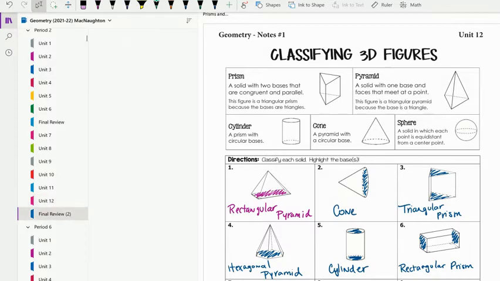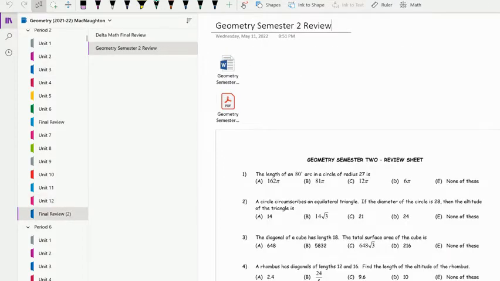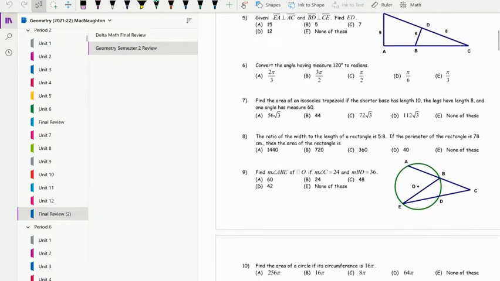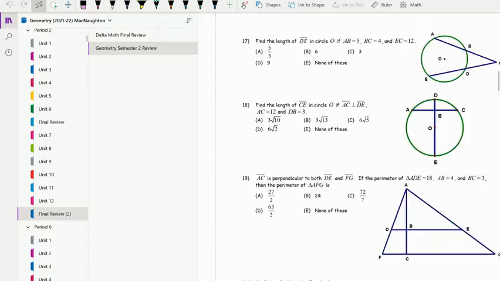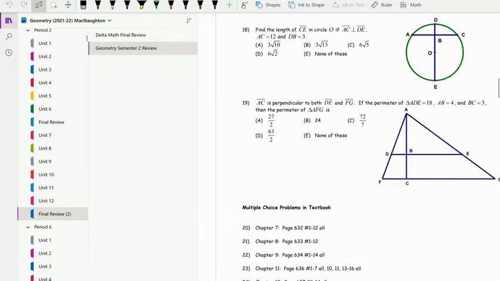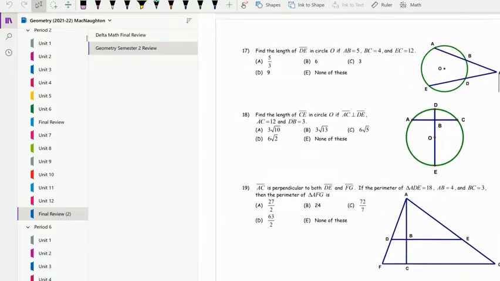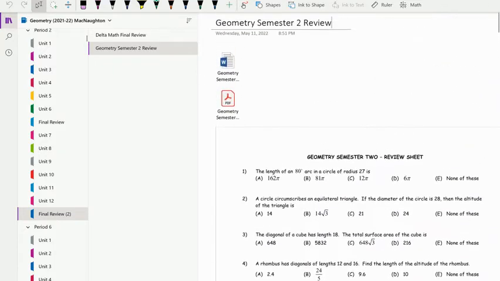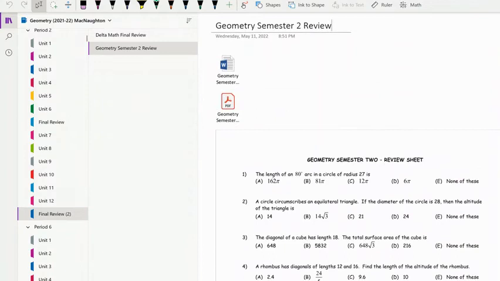If you go over to the review for final 2, there's a paper review. I would not recommend this one completely. There's a lot of good multiple choice here that might be useful, but a lot of the problems here are probably quite a bit harder than what you're going to see on the final. But feel free to use this as much as you want. All of the answers are at the end.